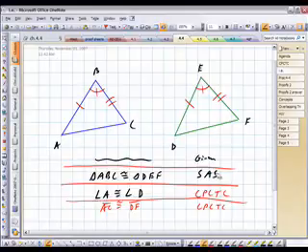Now once I know that, I'm able to say that angle A is congruent to angle D because corresponding parts of congruent triangles are congruent. These are congruent triangles. This angle corresponds to this one, therefore they're congruent by CPCTC. Likewise, I could say that side AC is congruent to DF because they are corresponding sides of triangles that we now know are congruent. So this is the kind of step that comes after you've proved triangles, to show that other things are also congruent.